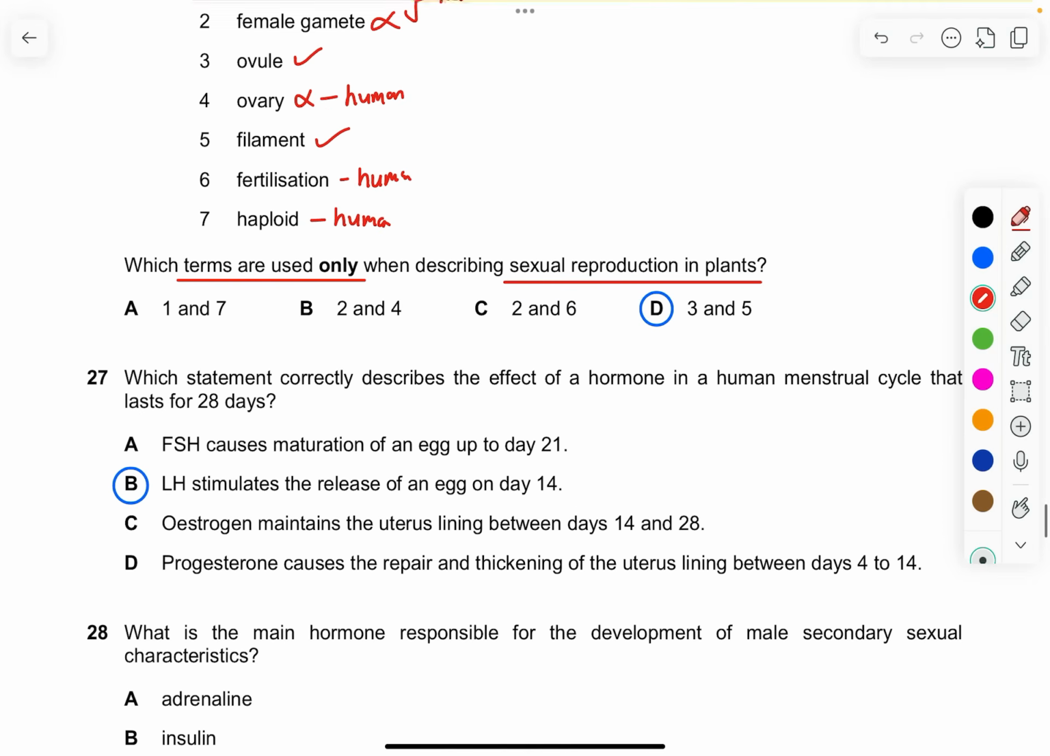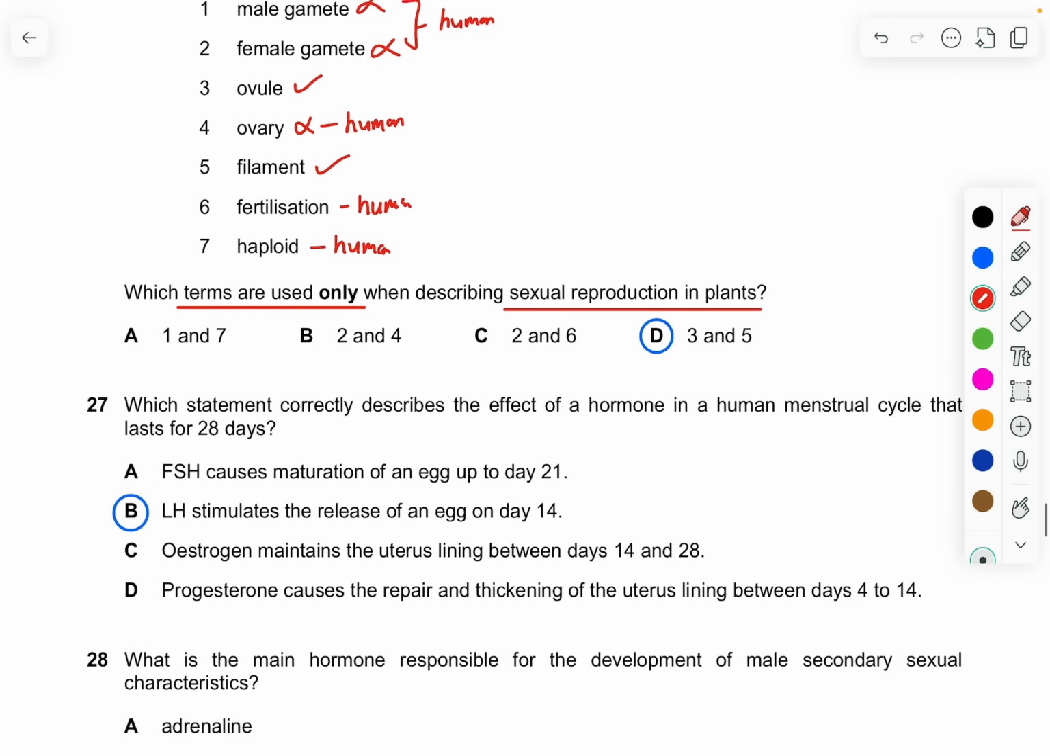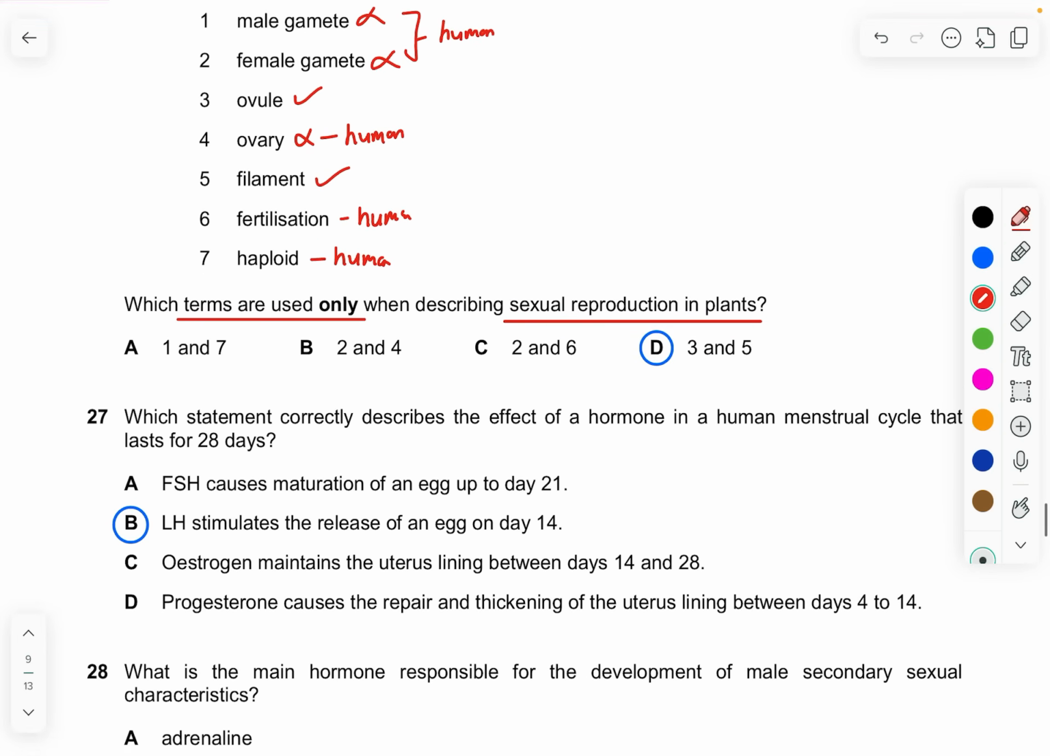So, which statement correctly describes the effect of hormones in the menstrual cycle that lasts for 28 days? FSH causes maturation of an egg to day 21. That's not possible because before day 14 it should be ready for ovulation. LH stimulates the release of an egg on day 14. Yes, that's correct. Estrogen maintains the uterus lining between day 14 and day 28. No, it should be before that, like day 0 to day 14. That is the period when estrogen is actually more prominent.